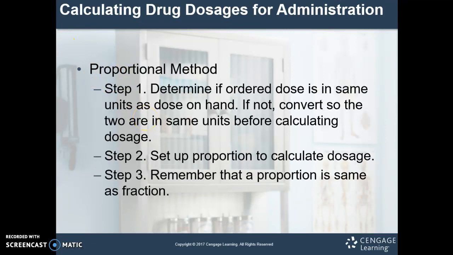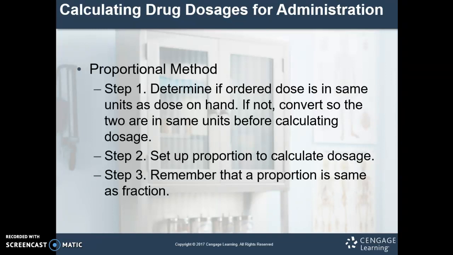So there's a couple different ways to calculate to get drug dosages. One way is the proportional method. And in this method, you're going to determine if the dose ordered is in the same units as the dose on hand. If not, you want to turn everything into the same units. So maybe what you've got on hand is in milligrams, and what you have an order for is in grams. So you're going to want to convert what you've got ordered from grams to milligrams so you can figure out exactly how much you need.